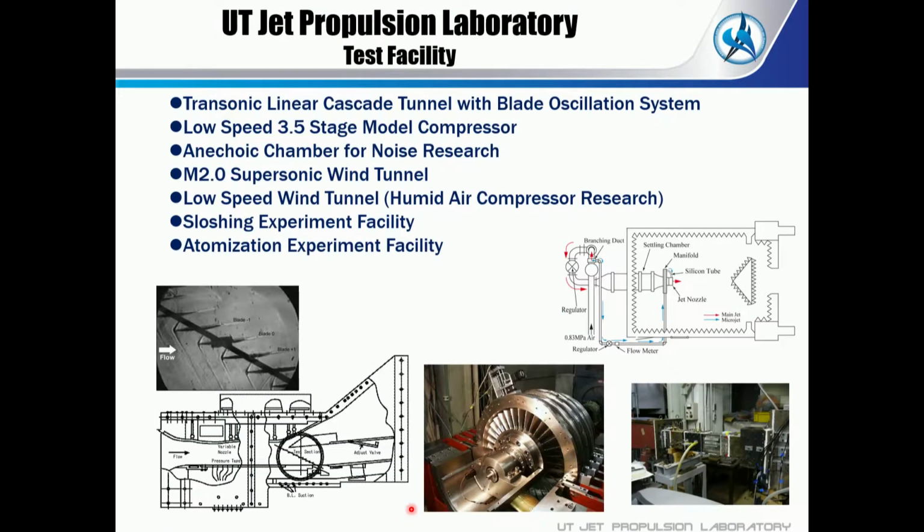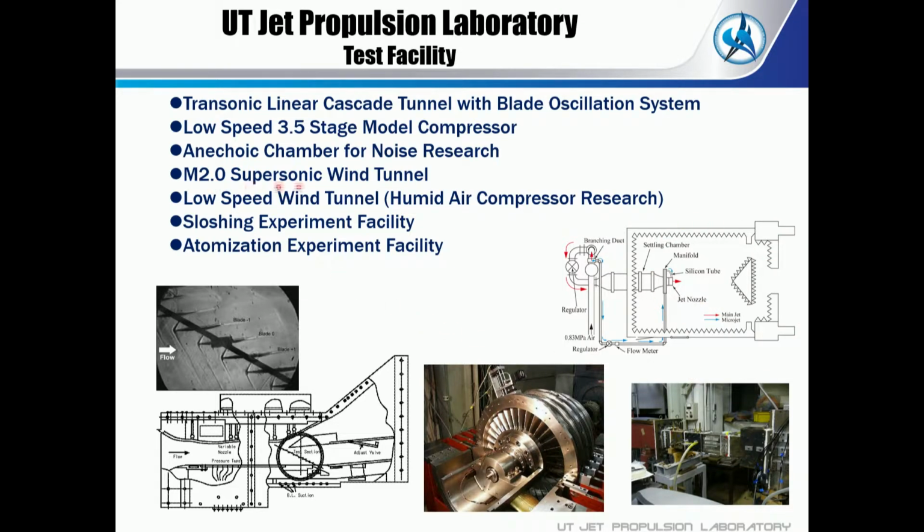Okay, and test facilities. We have several test facilities for these topics. The first one is a transonic linear cascade tunnel with blade oscillation system. It's shown here, and the Mach 1.2 flow comes from here. I'll show you the results of this test facility later. And the second one is a low-speed 3.5 stage model compressor. We are doing some work on casing treatment effect on the rotating stall in this system. And the third one is an anechoic chamber for noise research, shown here.